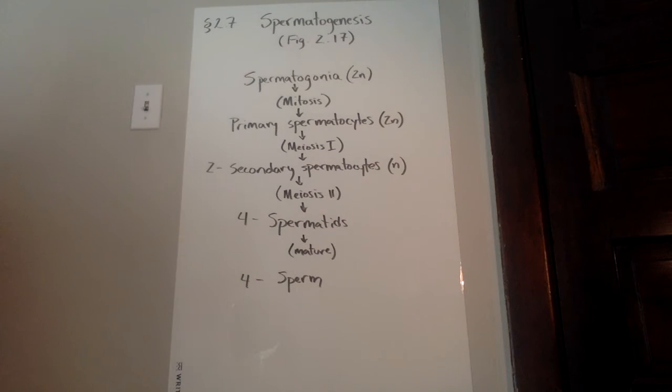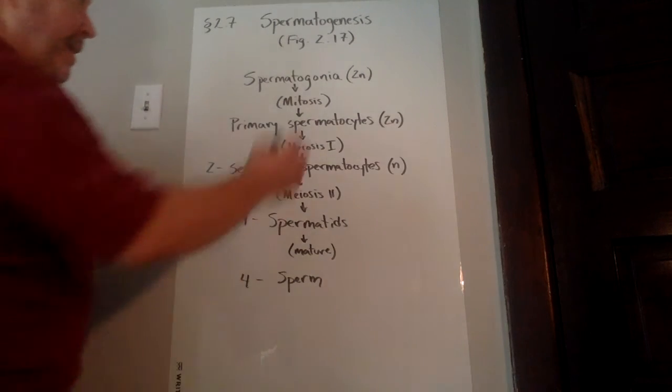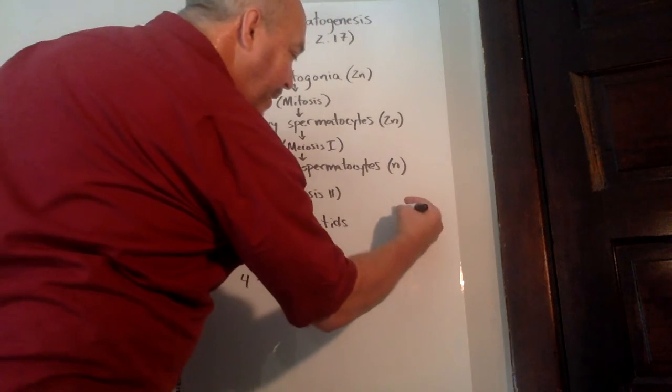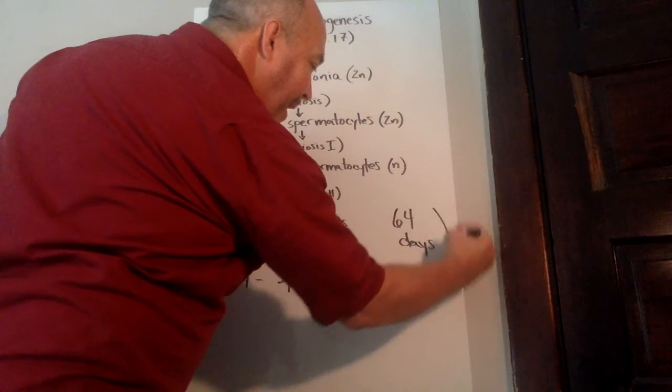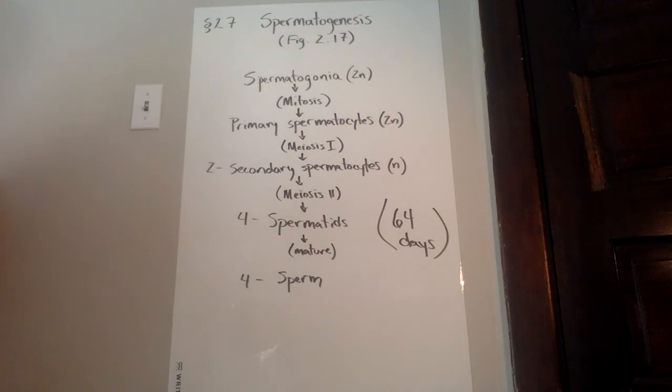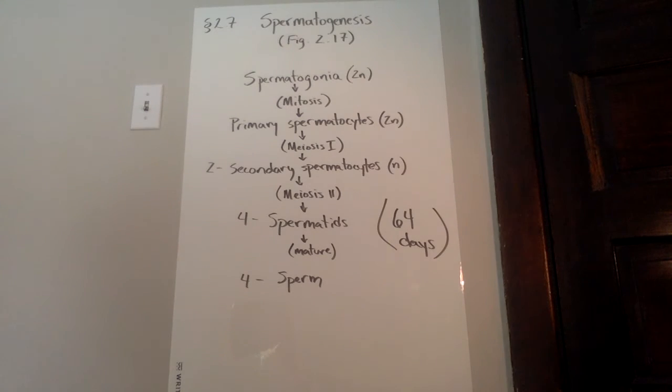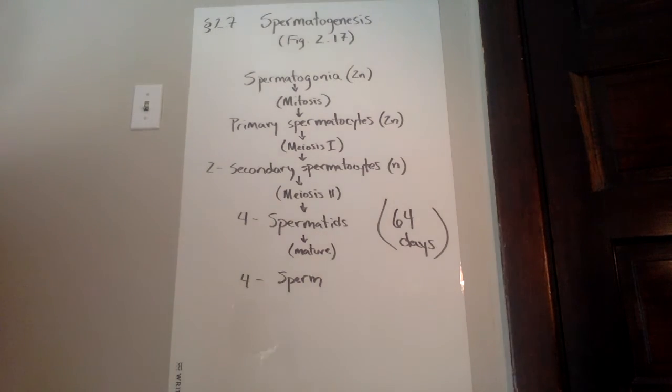If you look at figure or table 2.6, this entire process is going to take us about 64 days. A lot of people think sperm are easily created. They are not. It is about a 2-month process from when the spermatogonia actually begin mitosis till when we actually get a viable sperm cell.